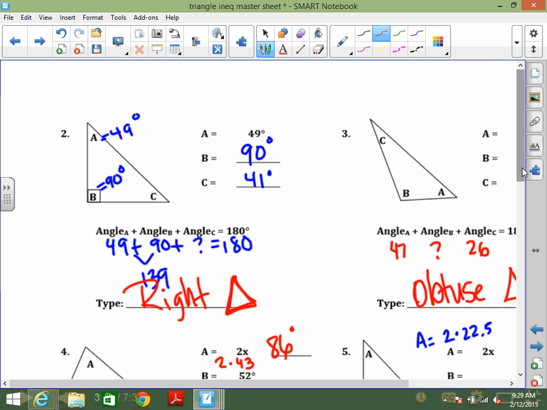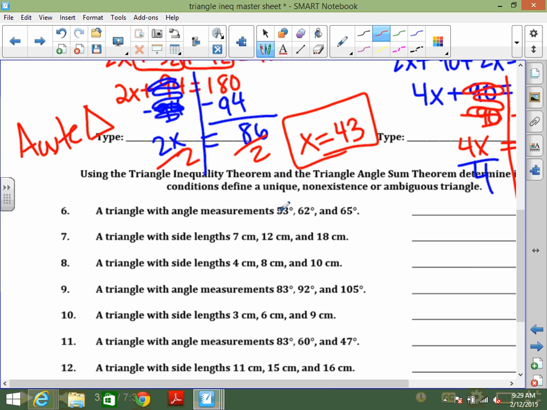Okay. First of all, they gave us 3 angle measures. And the first thing we have to do is figure out if 53, 62, and 65 make a triangle. So how do we figure that out? What do we do with those 3 numbers? Add them up and see if they add up to what? Okay, do that. Do they add up to 180? So it makes a triangle.